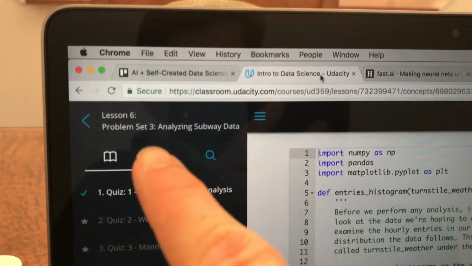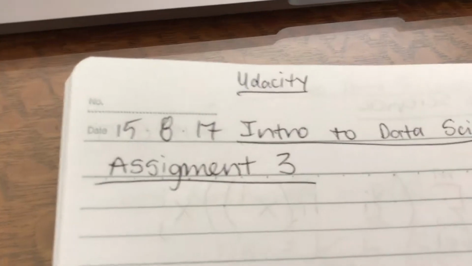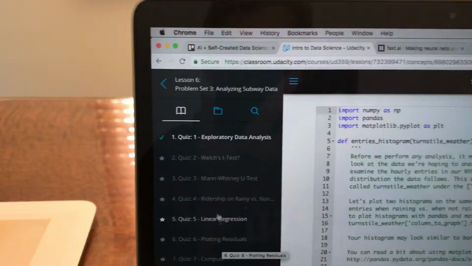So day 96 of the 100 Days of Code series, and as you can see, I'm up to problem set 3, analyzing subway data on the Udacity Intro to Data Science course, aka assignment 3. So I've got to work through these. That's going to be my goal for the rest of today. It's about 2 p.m., so we'll see how far I can get through this. But learning all about data science today, linear regression, gradient descent in Python. Still working through the Intro to Data Science course on Udacity, getting my Python skills up to scratch and getting my statistical analysis skills and data analysis skills up, because that's what artificial intelligence is to me at the moment.